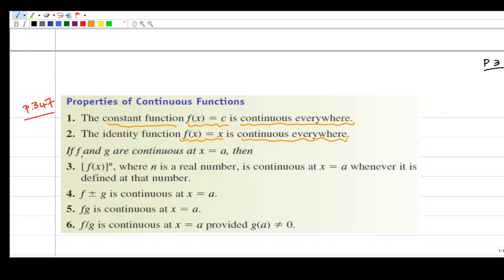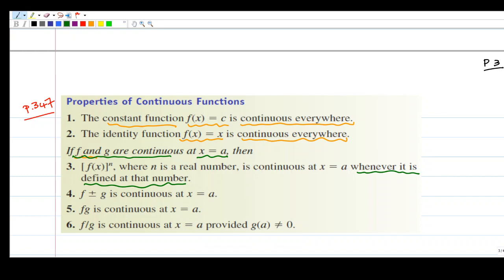And 3, if f and g are continuous at x is equal to a, then f of x raised to n, where n is a real number, is continuous at x is equal to a whenever it is defined at that number. Right? You know, like the square root of a negative number is undefined, so you need to be careful for those types of cases. Number 4, the sum of f and g, or the difference of f and g, is continuous at x is equal to a.